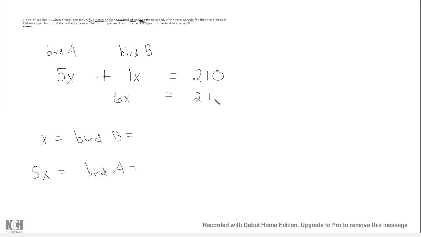So to solve this for x, I need to undo this multiplication by 6. So I'm going to divide by 6, which means I have to do that to the other side. So x equals 210 divided by 6, which is 35. So since x is 35, that means bird B's top speed is 35 miles per hour. And bird A is 5 times that, which is 175 miles per hour. And you can use a calculator to find that or to find this division if you can't do that in your head.